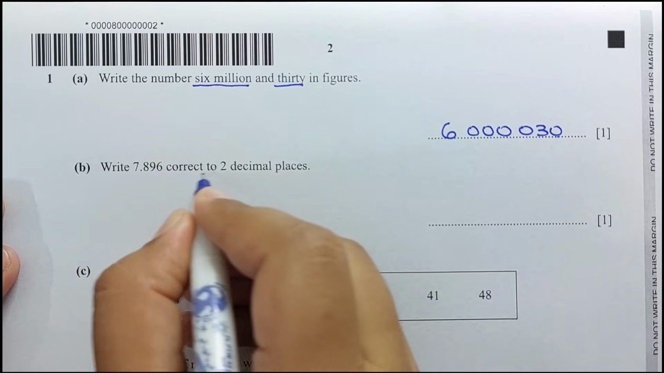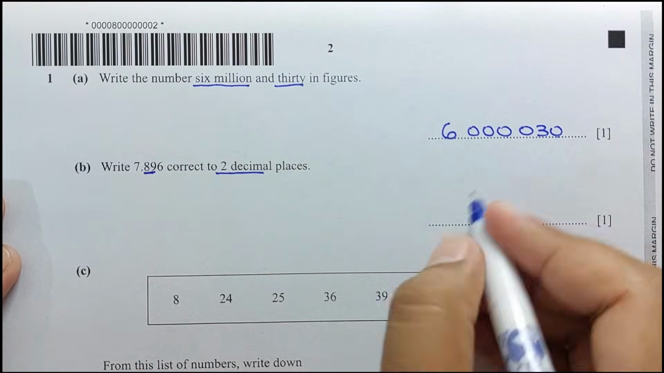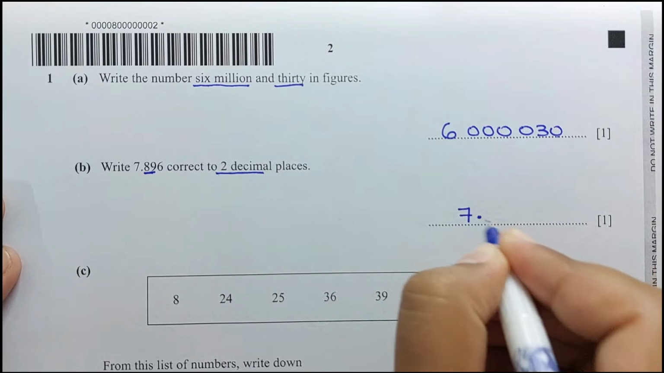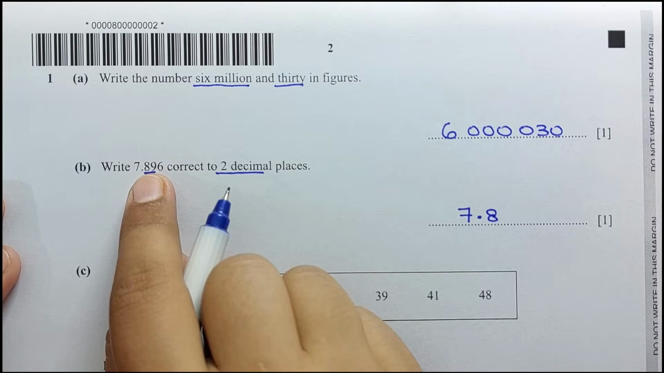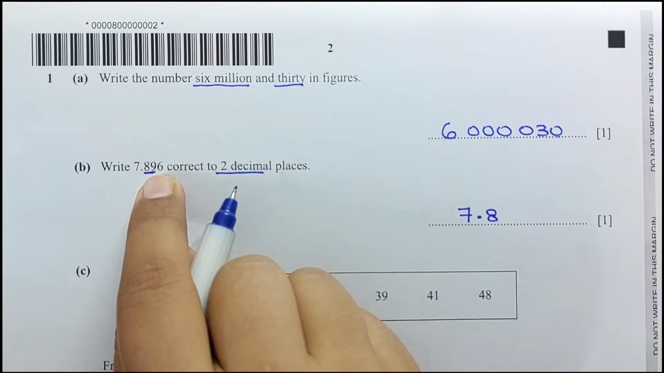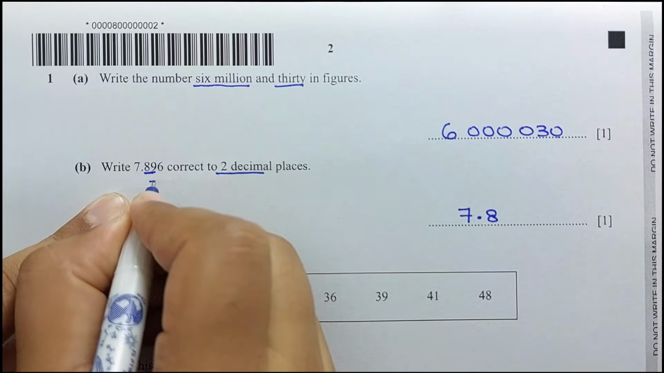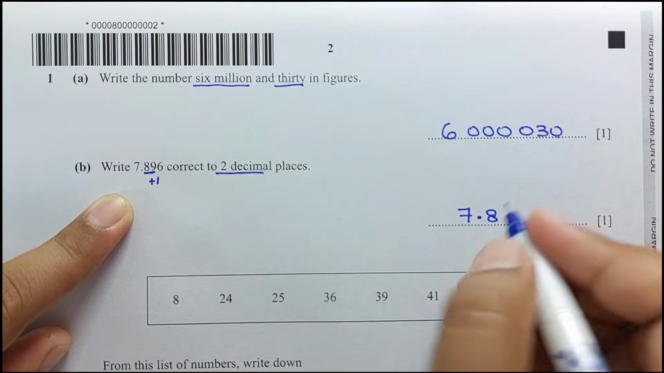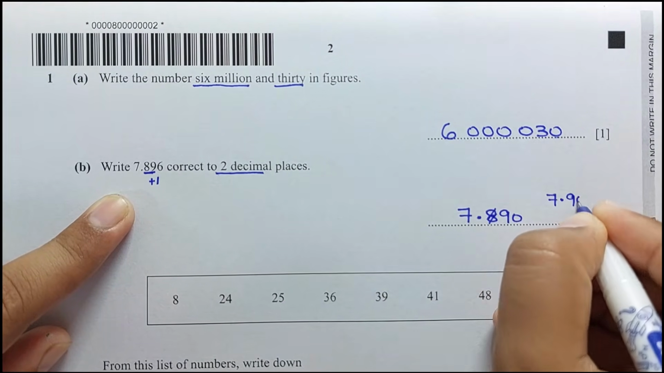Part B, write this number correct to 2 decimal places. So these are the 2 decimal places, right? 7 stays the same, point, and 8 stays the same. So this is 9, and the next digit is 6, so it is more than 5. When 6 is more than 5, we have to add 1 to 9 to make it 10. So 89 becomes 90. So this is 7.90.